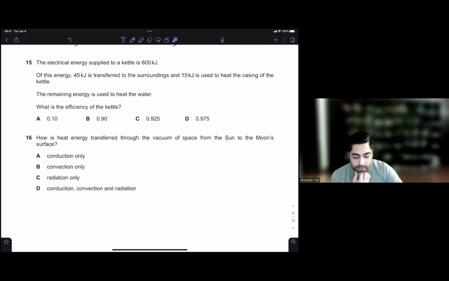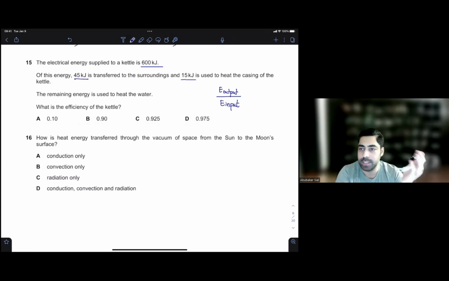So number 15, electrical energy supplied is 600 kilojoules actually. Of this energy, 45 kilojoules is transferred to the surroundings, and 15 is used to heat the casing of the kettle. The remaining energy is used to heat the water. They're saying, what's the efficiency? Now, be careful. In this case, they're not giving you the efficiency in percent form. It's just decimals. That means that you simply need to work with the fraction. What's a fraction? It's the energy output divided by the energy input. That's it. You don't have to multiply with 100.